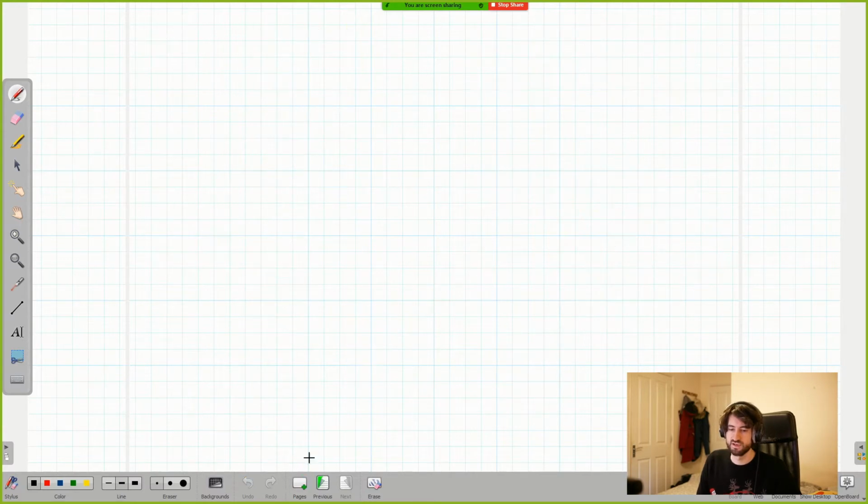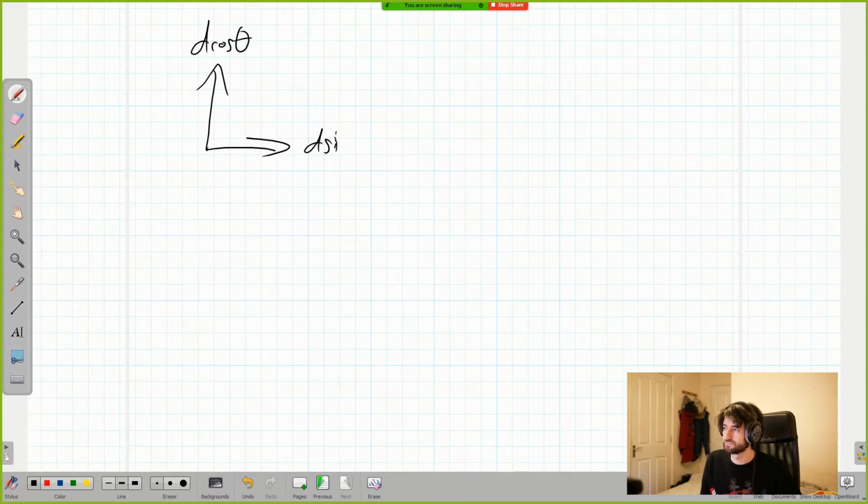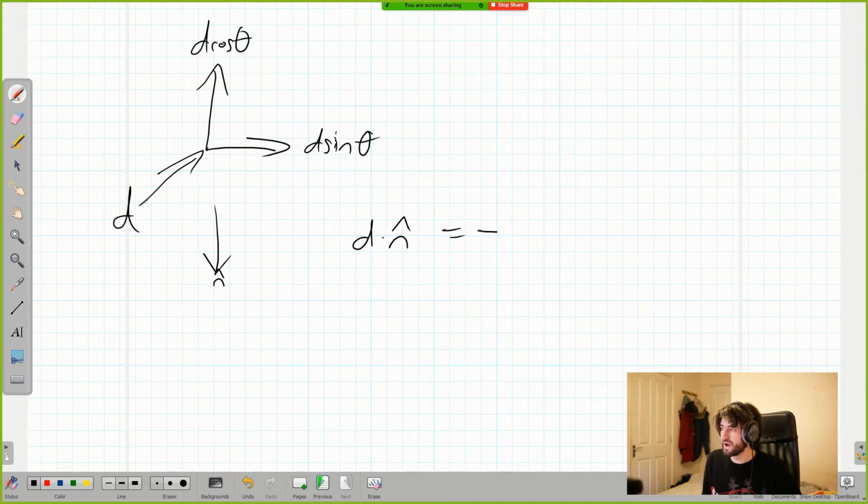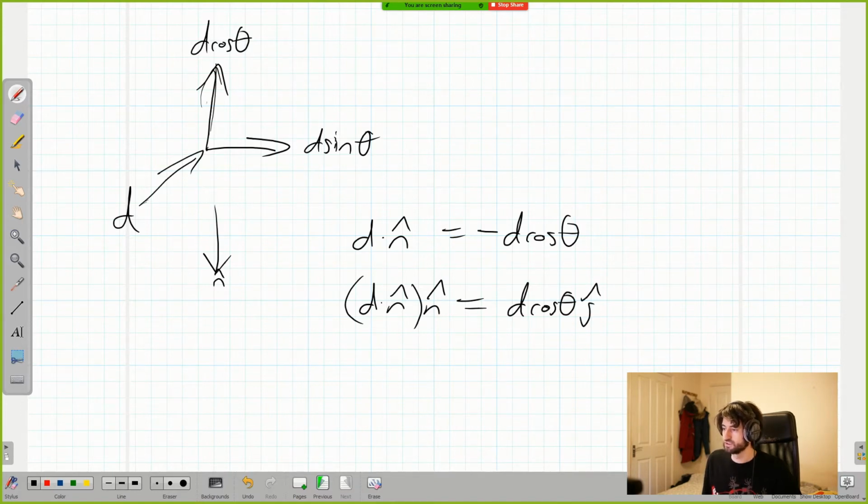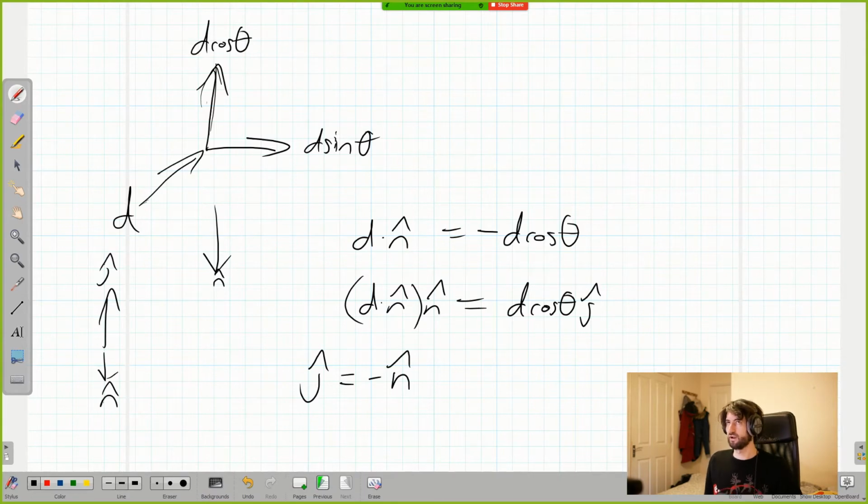So we've essentially got, okay, I need a new slide. If this thing upwards is d cos theta, and this is d sine theta, and this is our vector d, then when we do the dot with the n, d dot n, we get minus d cos theta, because it's in the opposite direction. However, when we do d dot n and multiply it by n again, we now get d cos theta in the j direction, because j is minus n, because they're opposite each other. Thus, j is upwards, n is down. Okay, I hope that I explained that properly, even though I got rattled because my notes are wrong.